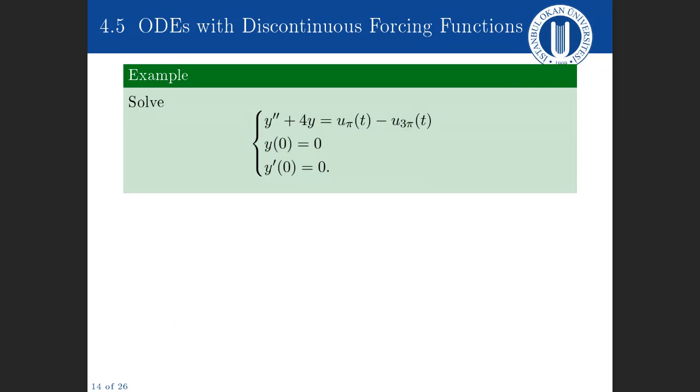Another example. y double prime plus 4y is equal to u pi of t minus u 3 pi of t. This is almost the example which I used in the pictures of the machine at the start. We have a forcing function which is 0, and then it's equal to 1, and then it's equal to 0. So we can imagine that we have some machine which is switched off. After pi seconds we switch it on, and then after 3 pi seconds we switch it off again.